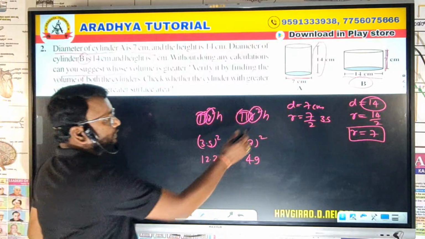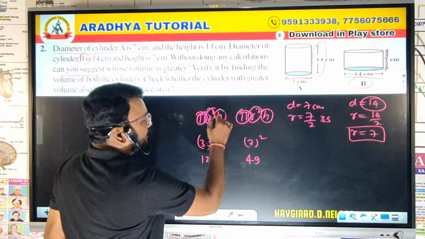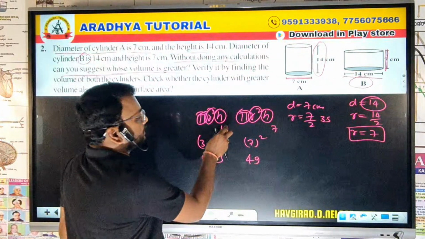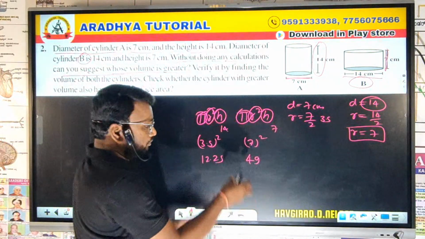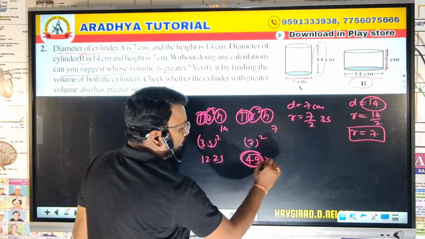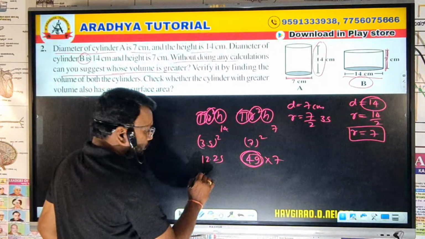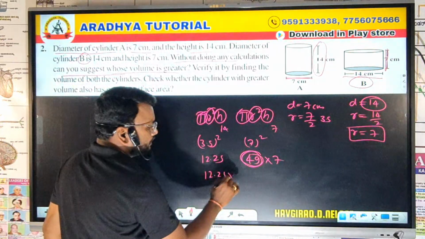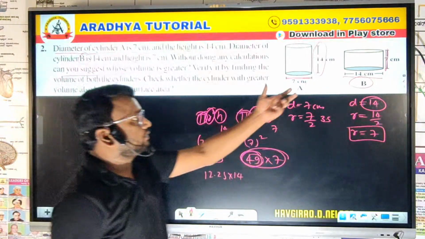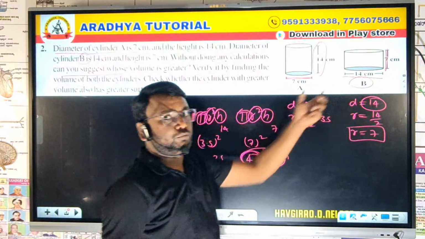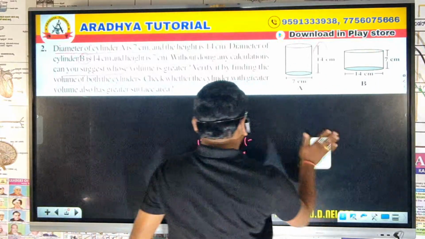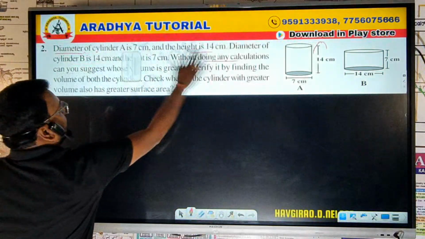Understood? If we again consider this height, here 14 is there, here 7 is there. Here the height 14 is more, here it is less, but here this one is greater, 49. If you multiply 49 into 7, and 12.25 into 14, then again we get that this one is the greatest number. That's why the volume of cylinder B is greater. Answer is first bit answer.